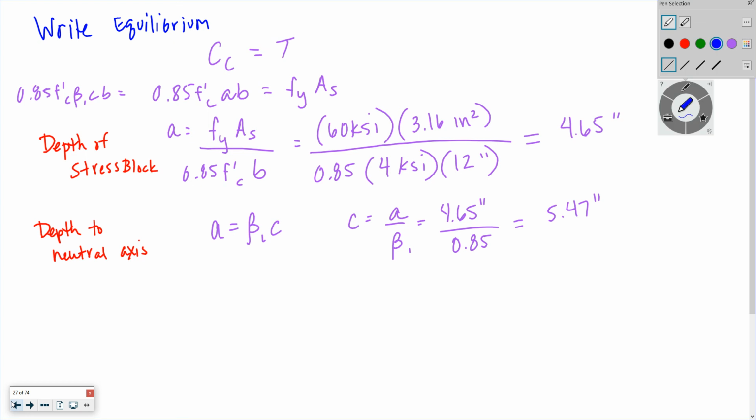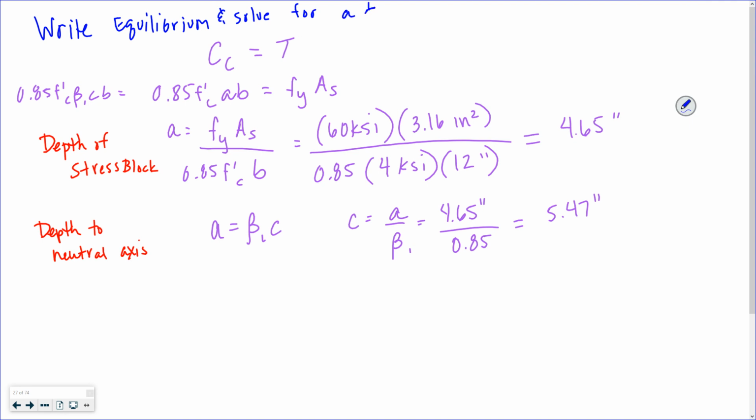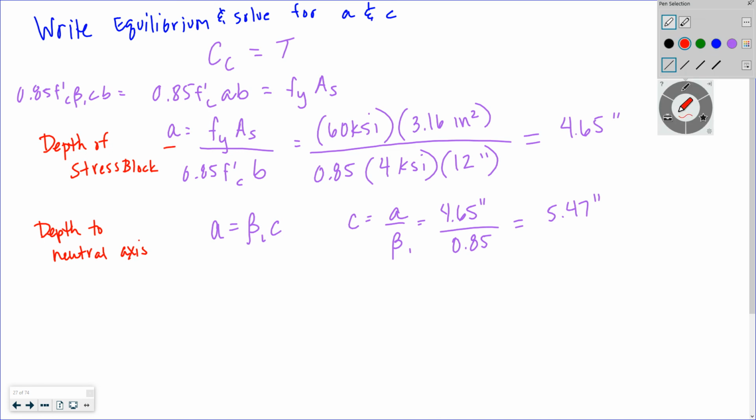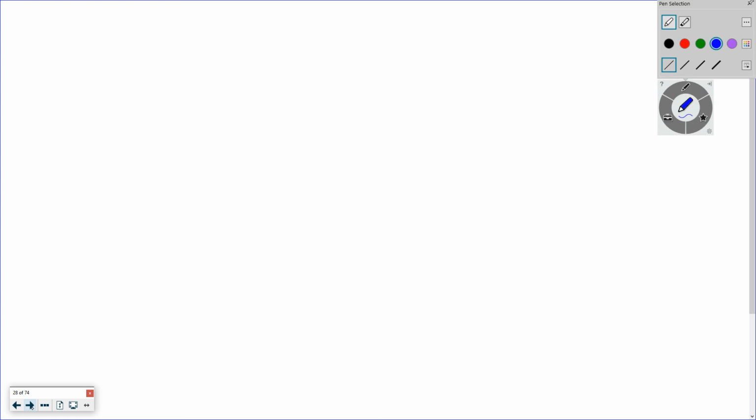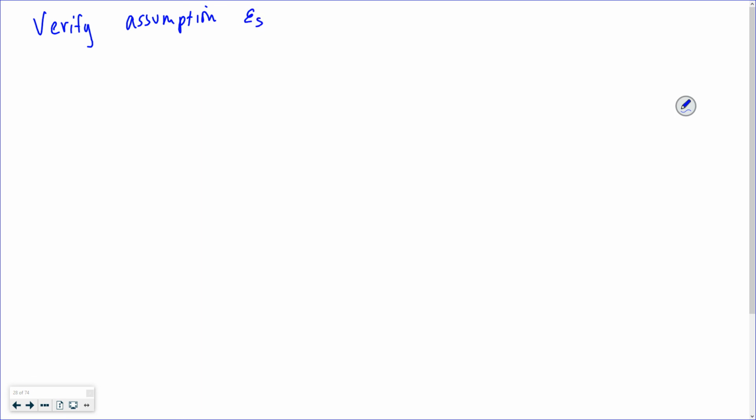So I guess it's right, equilibrium. Depth of my stress block is A. Depth of my neutral axis is C. Now I'm going to verify the assumption that the strain in my steel is equal to the yield strain. It's by doing my little similar triangle thing.